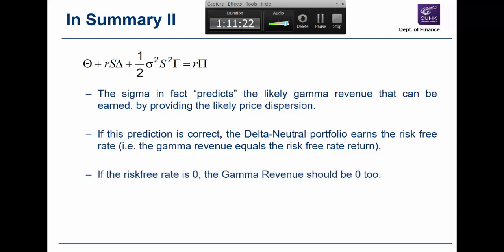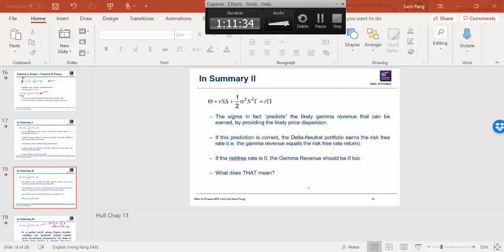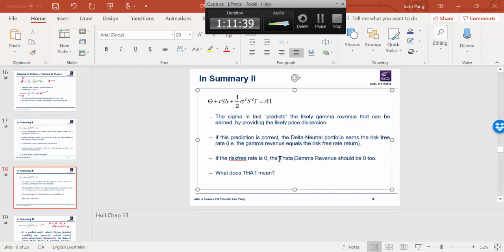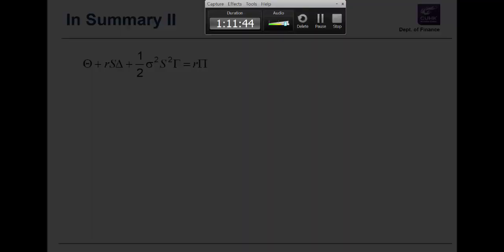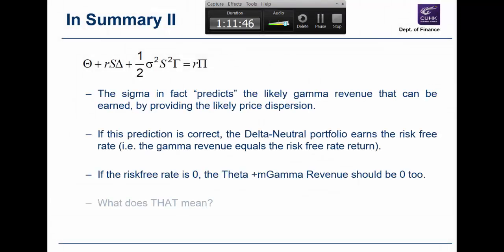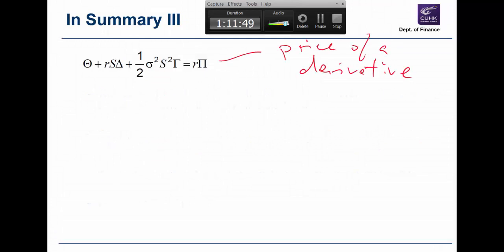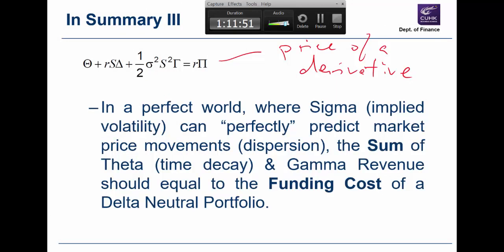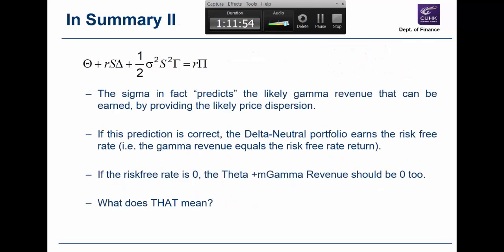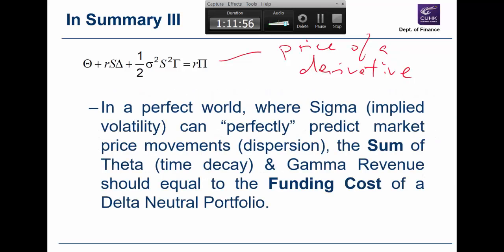And if the risk-free rate is 0, which is actually a special case, then it is not that the gamma revenue is 0, but the gamma revenue plus the theta should be 0. Now, what does that mean? I'll tell you what that means. It means what we have been talking about for the last half hour. It means this. Okay, so this is in summary, slide 3.